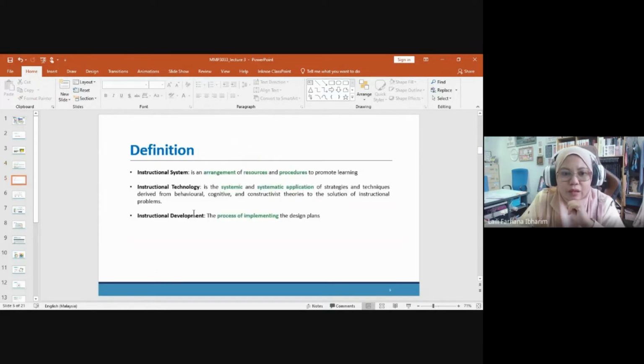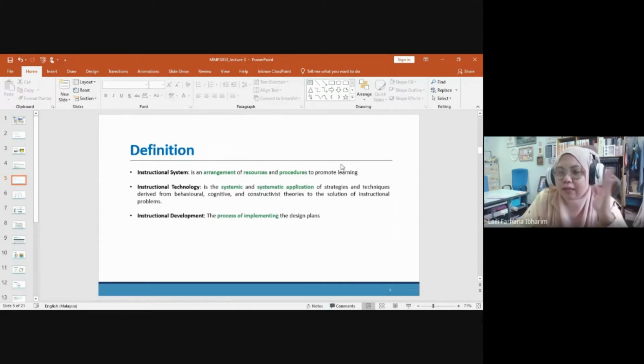Here we have to clearly understand the definition of three terms. First is the instructional system. When we talk about system, it is an arrangement of resources and procedures to promote learning. So we have the system, we have the structure. How do we want to arrange it, to make our teaching and learning process more systematic?